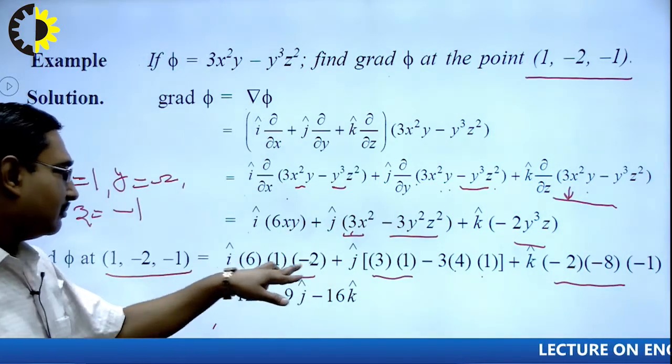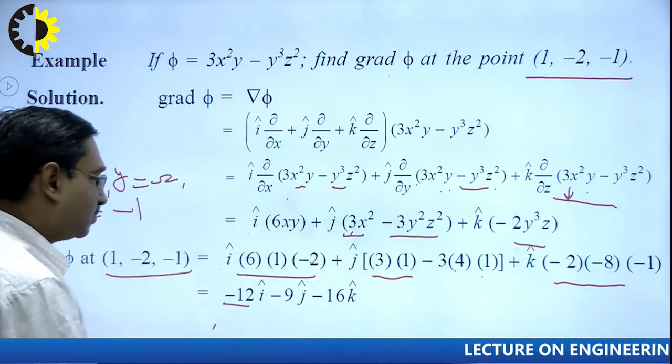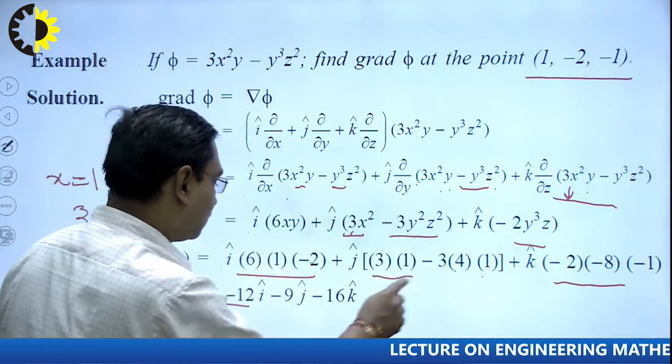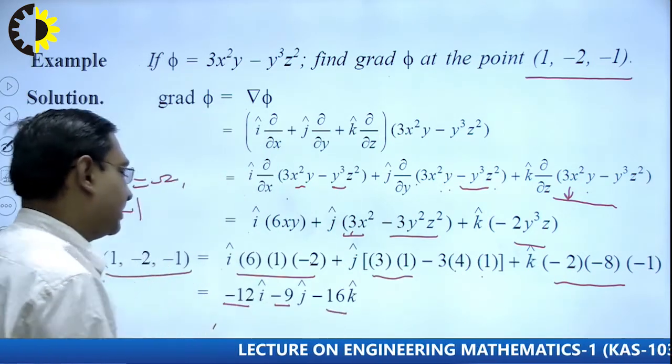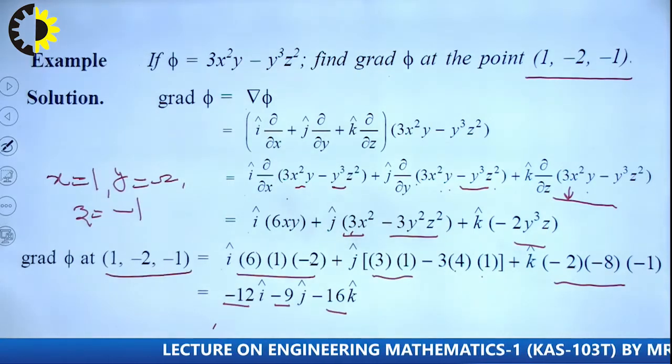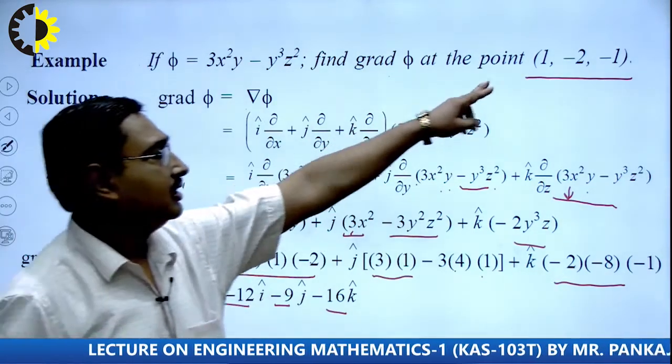Simplifying, this will become 6 to 12 minus 12. This is 3 minus 12, that is minus 9, and the last term will be minus 16, which is the required value of gradient of phi at this particular point.